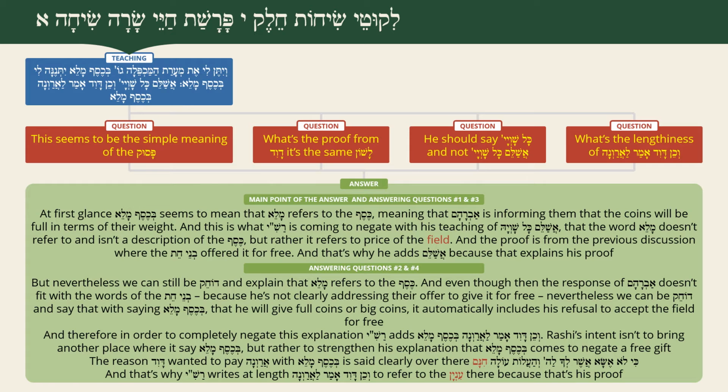And even though the response of Avram doesn't fit with the words of the Bnei Ches, because he's not clearly addressing their offer to give it for free, so then you have that difficulty. They offered for free and Avram doesn't even respond to that. He's rather telling them what type of coins he's going to use.